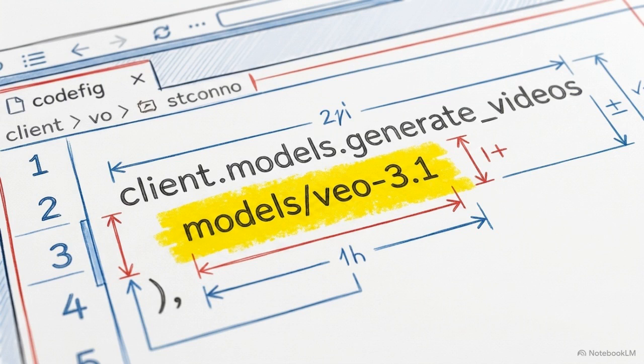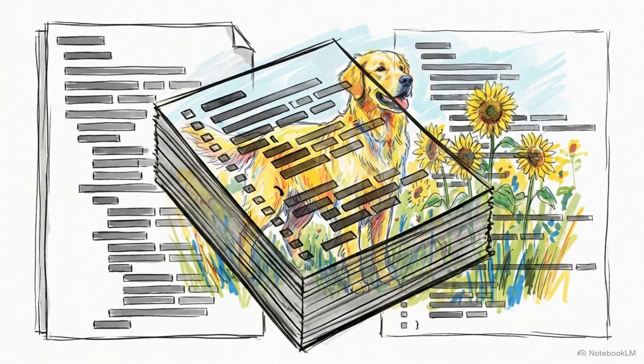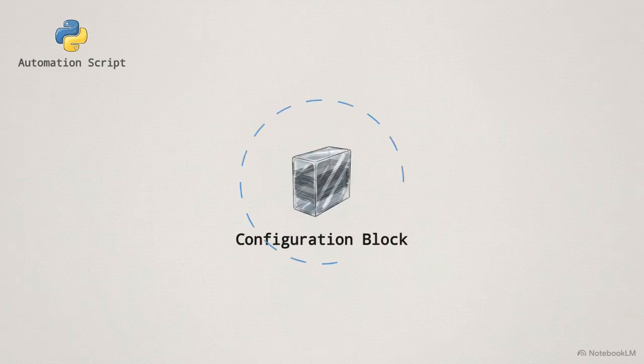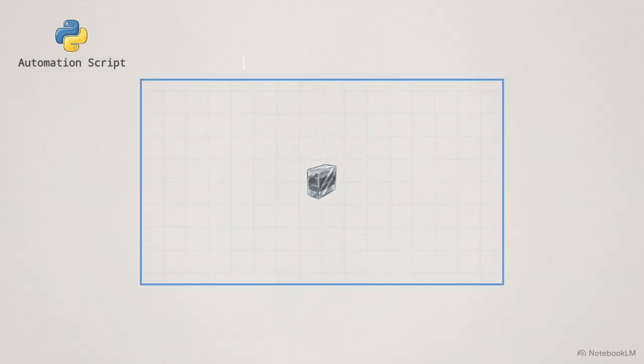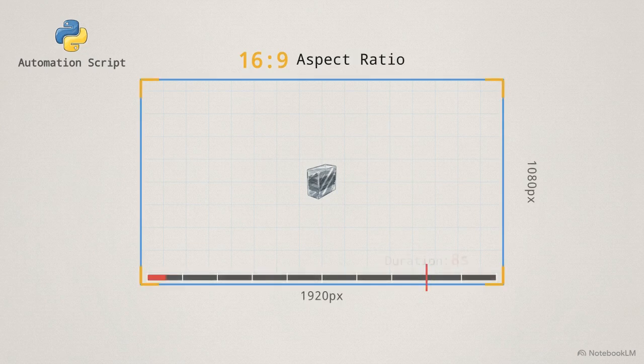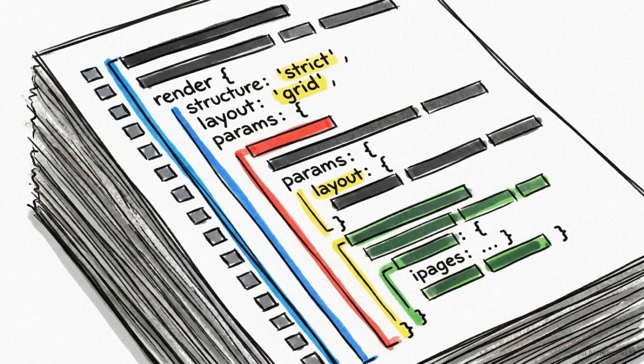Now we can define the request. We use the Generate Videos command and specify the exact model version, in this case, Veo 3.1. Within that command, we insert the prompt string describing the golden retriever and the sunflower field in detail. Finally, we add the configuration block. This is where we define the technical parameters of the file, such as a 16:9 aspect ratio and a duration of 8 seconds.